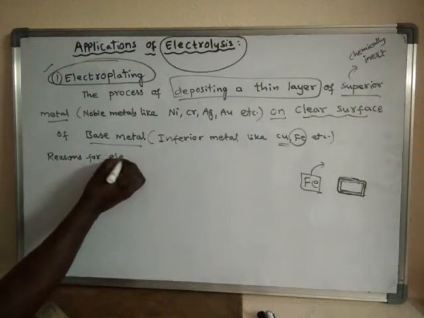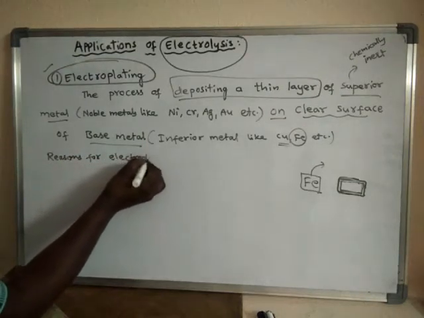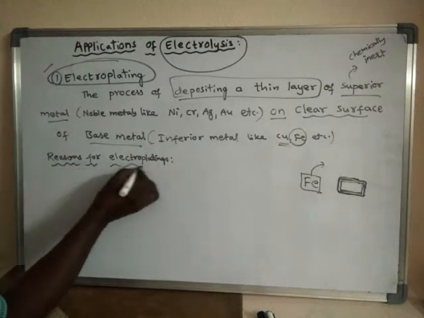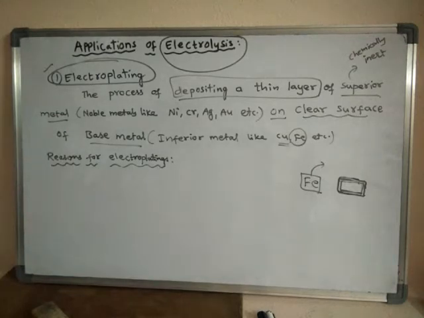Reasons for electroplating. Why should we do electroplating? Because electroplating is also a risky process. It involves a large amount of money, monetary cost. Even then we are going with the electroplating process. So why should we go with it? Why should electroplating be done? Those reasons we are going to learn now.